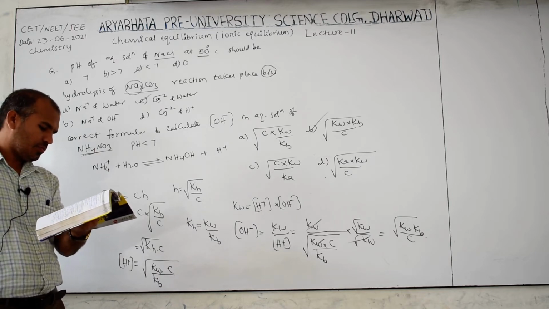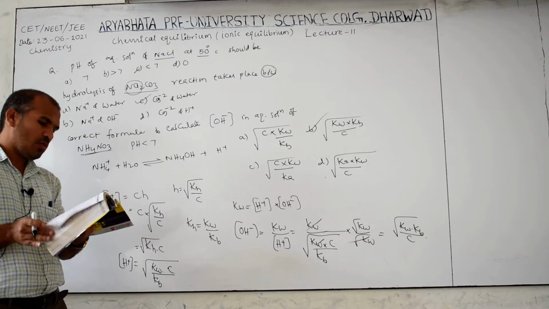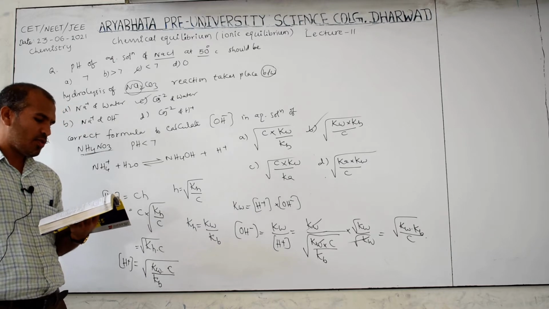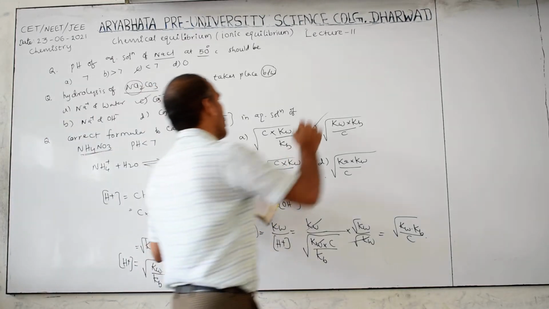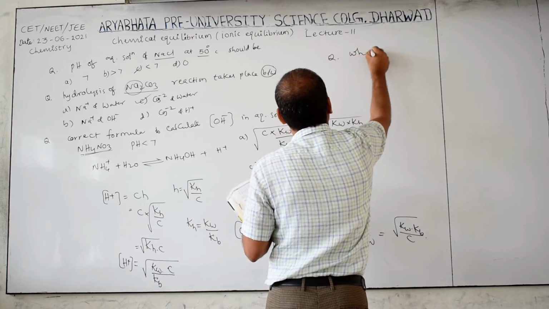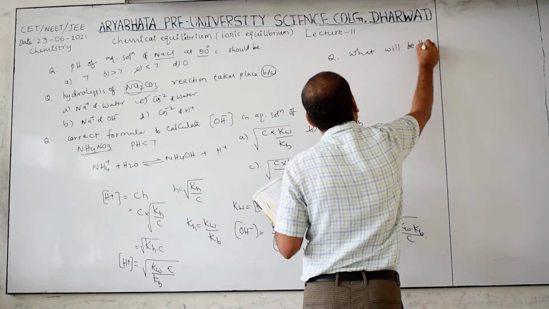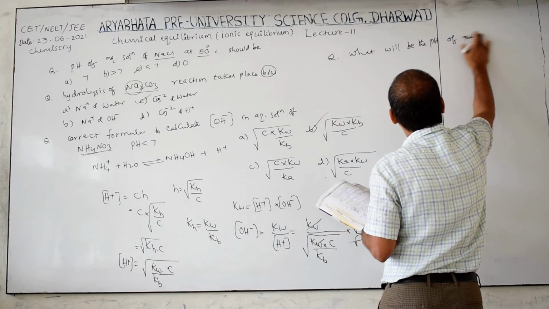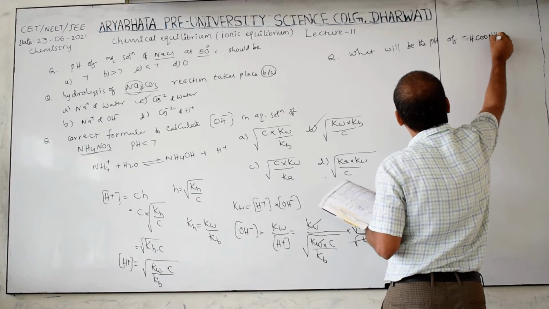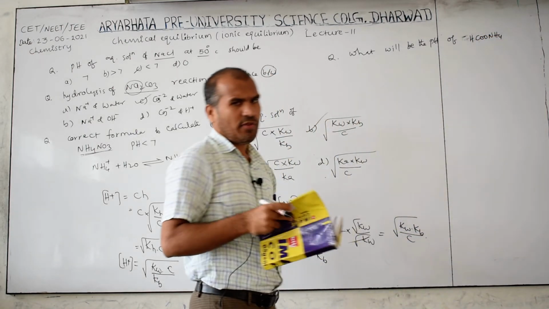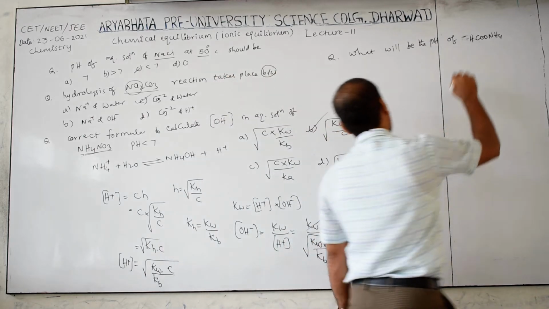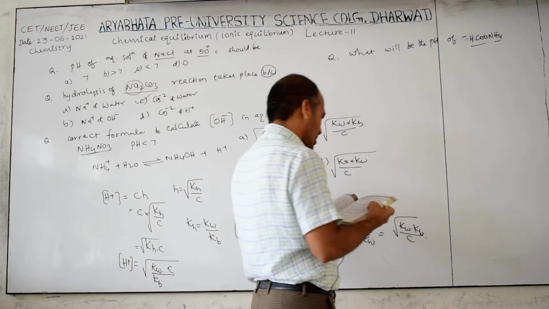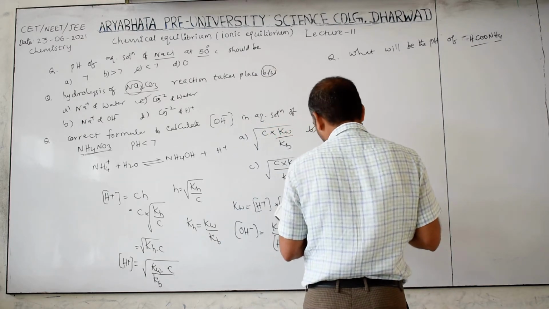And now, what will be the pH of an aqueous solution of ammonium formate? Ammonium formate means HCOONH4. This is a salt of a weak acid and weak base, because we know strong acids and strong bases are not in that category. Therefore, this is a weak acid, weak base salt. This is clear.